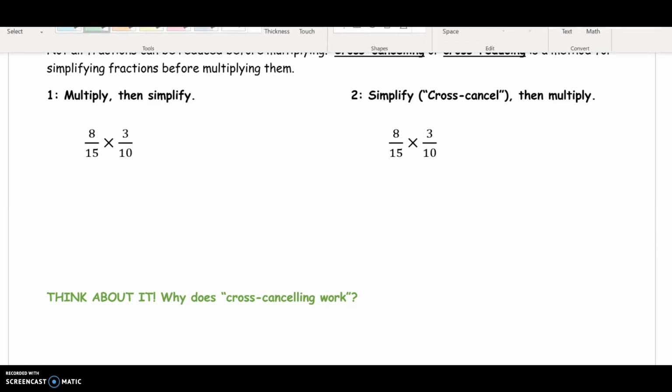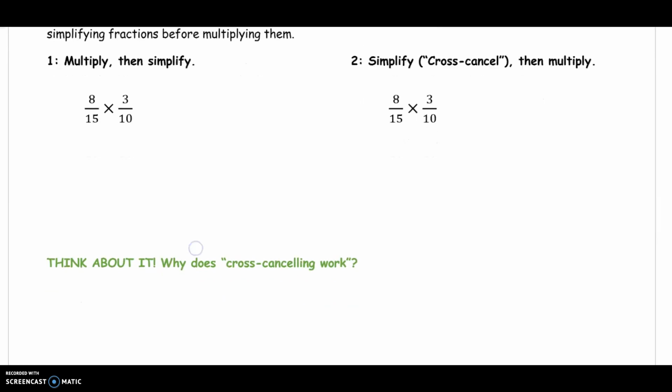cross-canceling. Okay, so I'm going to go ahead and multiply the numerators. 8 times 3 is 24, and 15 times 10 is 150. As you can see, the numbers are really large, and now we have to simplify this. So we can go back to our divisibility rules. Notice that both of these numbers are even, so I'm going to divide both of them by 2 to start. And I get 12 over 75.